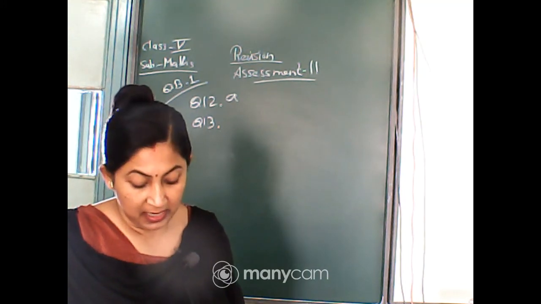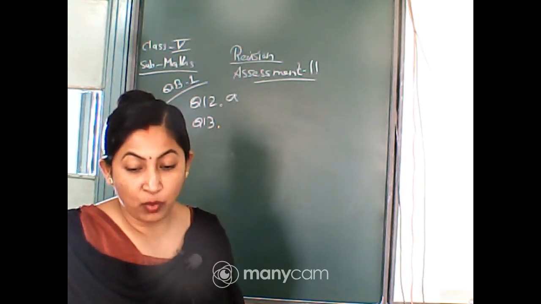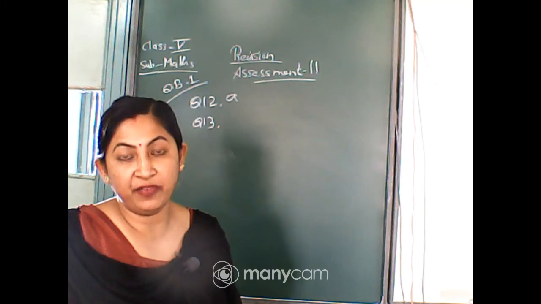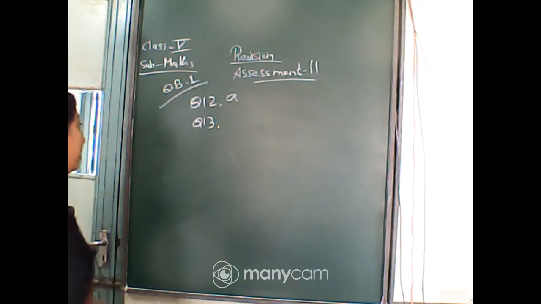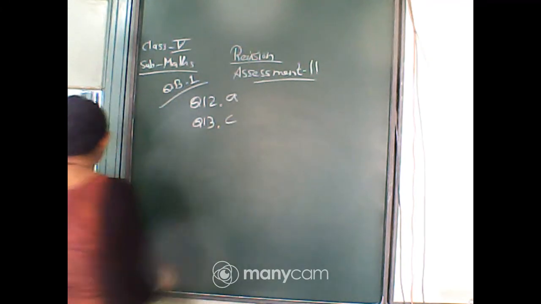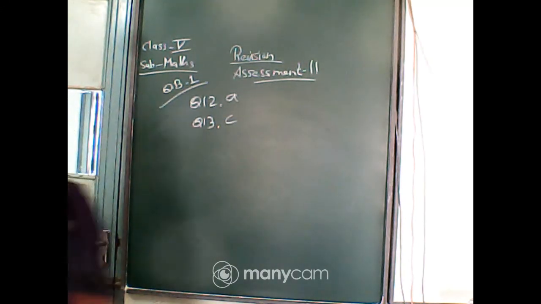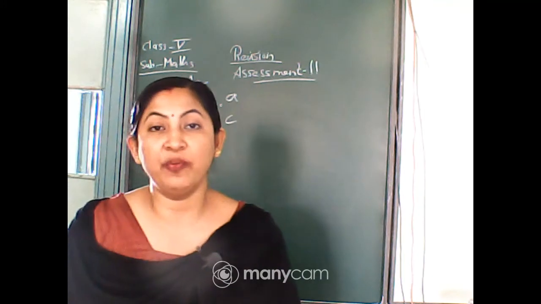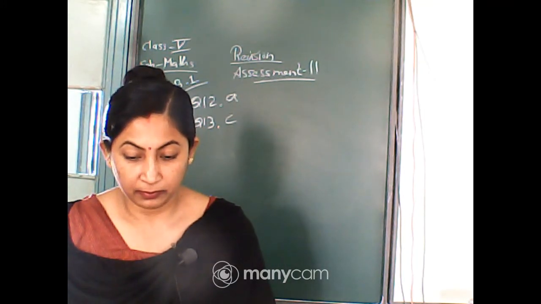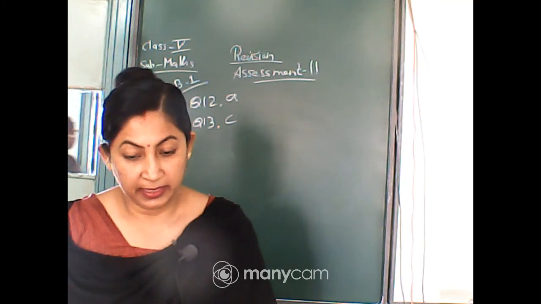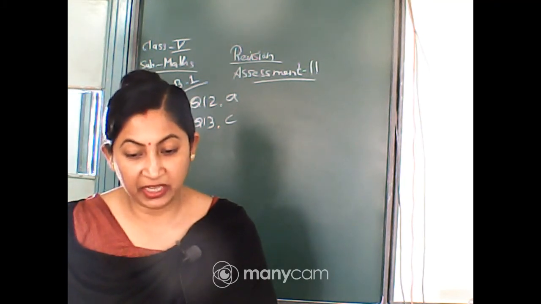It is option number C, that is 1 kg 475 gram. 1 kg and 475 gram, number C. You have understood this question, na? Everyone, you have understood this question? First you have to multiply and then you have to add. Okay? Yes. First multiplication and then addition.